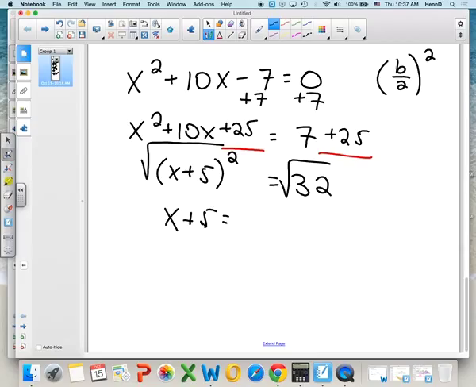And now you've got to do the square root of 32 on your calculator. Because this is going to ask for the nearest hundredth, you don't need to simplify this, you actually have to figure it out, so it comes up to 5.66.